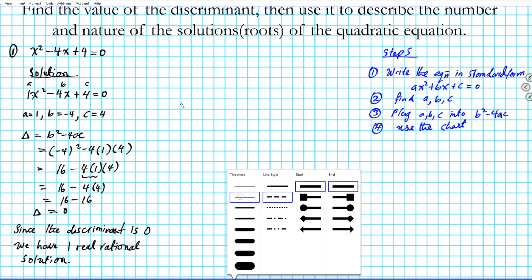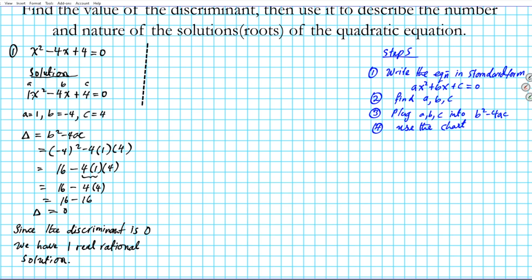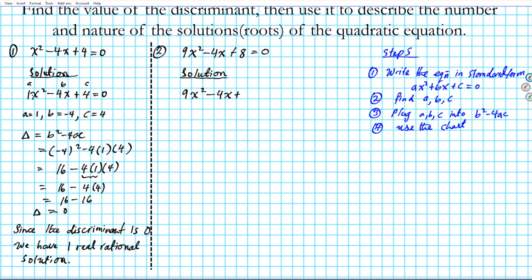Okay, so let's take a look at number 2. We're just going to follow the same steps. So for question number 2, let's say we have the quadratic equation 9x squared minus 4x plus 8 equals 0. So we want to find what the discriminant is, and then use that discriminant value to describe the number and nature of roots.